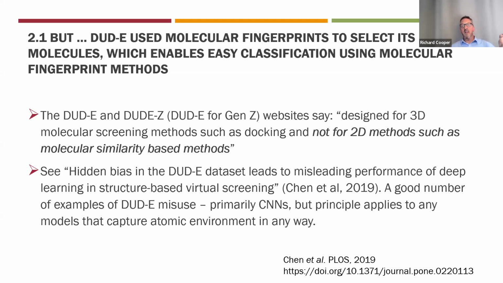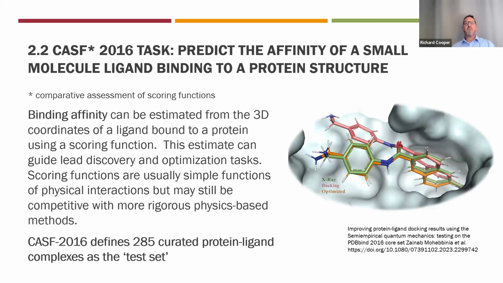That's from 2019. So it's primarily looking at CNNs because they were popular at the time. But the reason for the bias applies to any model that captures atomic environment. So any type of similarity measurement, any fingerprint method. And so, yeah, there's the link to go and check out that Duddy.